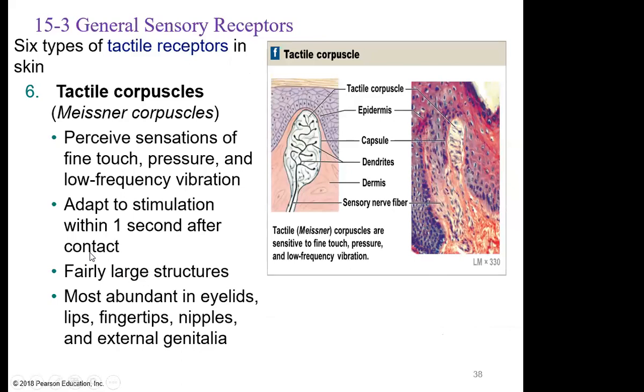And then we also have Meissner's. So just another type of tactile corpuscle that you can find within the skin area. Again, sensitive to fine touch, just like Merkel's. So Merkel's and Meissner's both do that fine touch. But this one also does pressure and low frequency vibration.